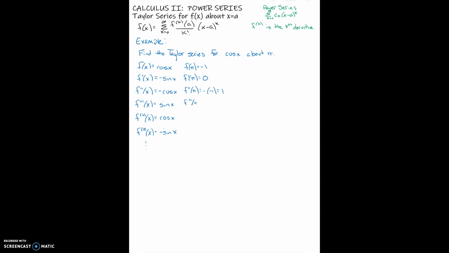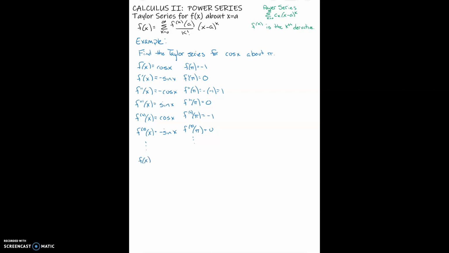Third derivative, evaluated at pi, gives us 0 again. The fourth derivative, evaluated at pi, gives us negative 1 again. Fifth derivative, of course, is going to give us 0 one more time. And again, I think that's probably enough so that we can see the pattern of what's going on here. Negative 1, 0, positive 1, 0, negative 1, 0. Let's see if we can build our Taylor series now.